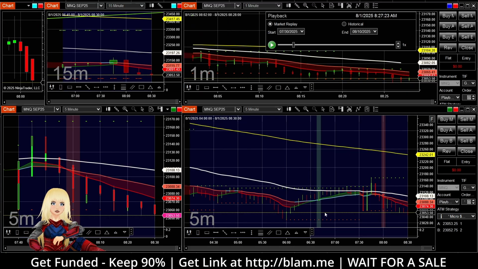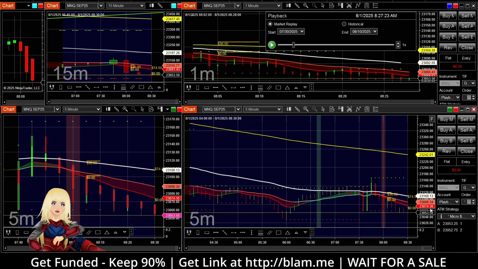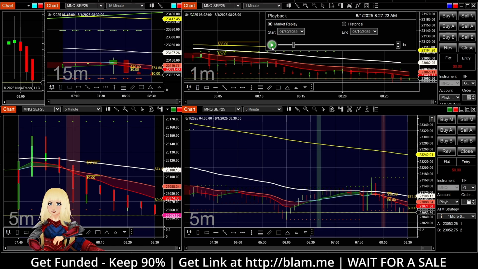Now I'm measuring the stop loss. I'm using the risk reward indicator from the 9/20 EMA cloud to the 50 EMA. It's under $100. So I'm going to be using the ATM strategy for the $100 stop loss and the $400 profit target. Okay, let's go ahead and press play and see what happens.